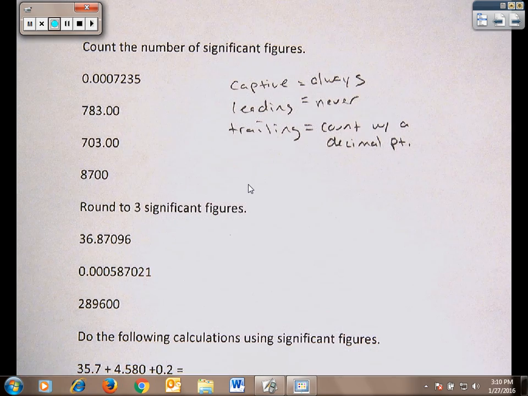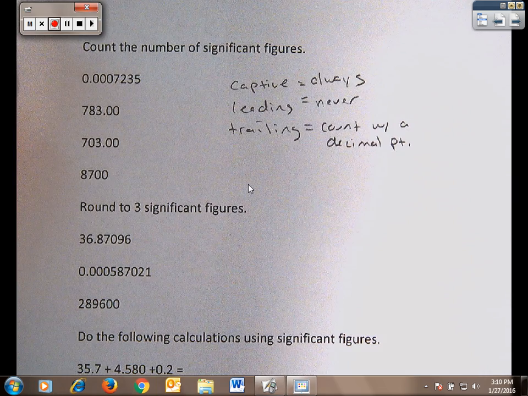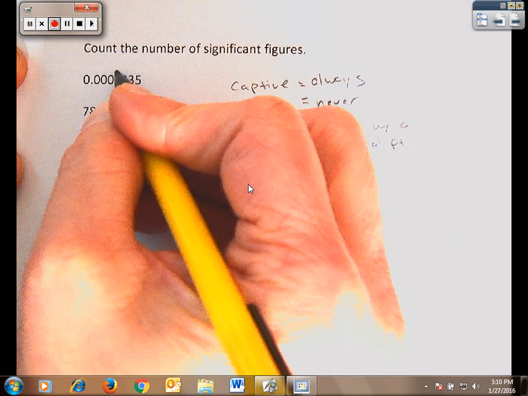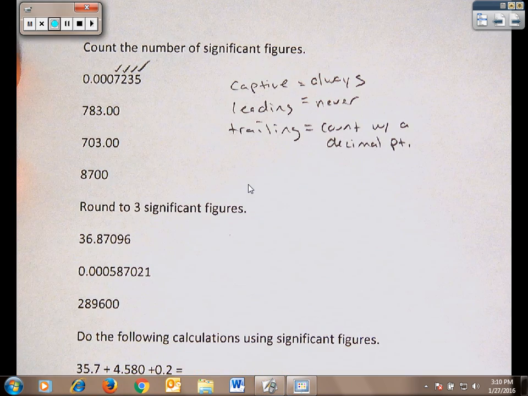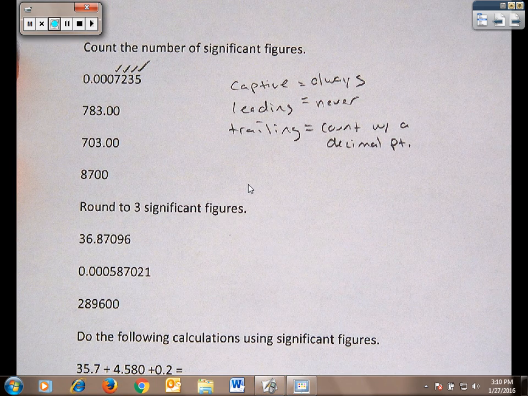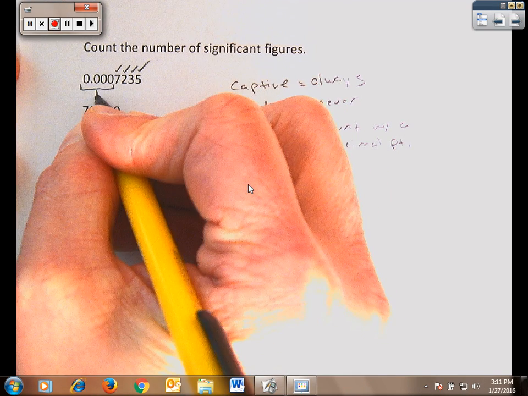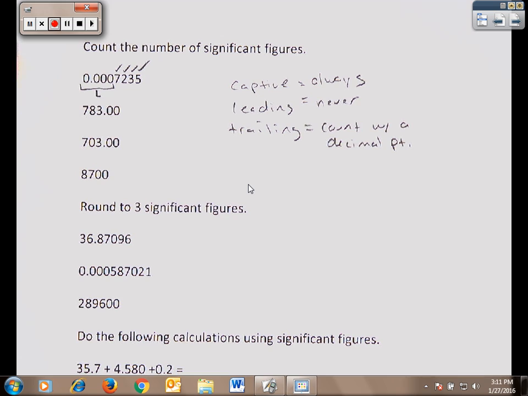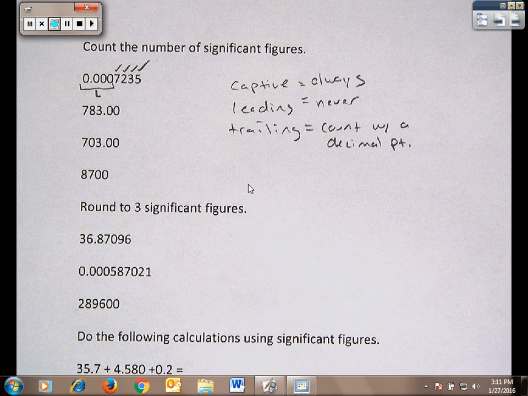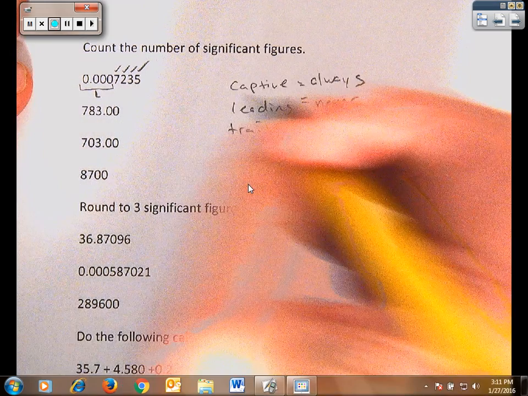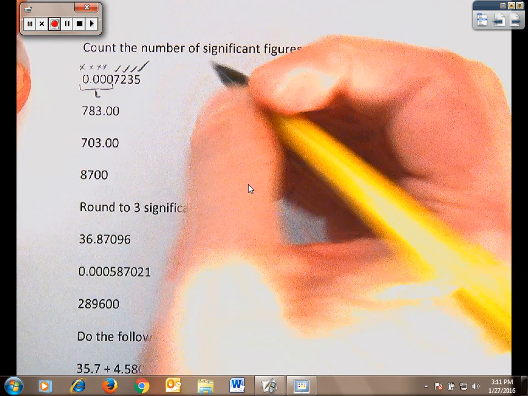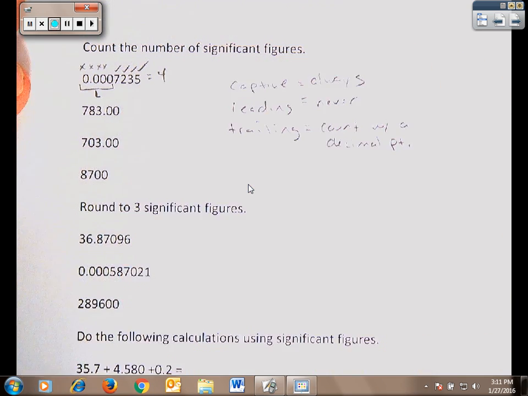So let's take a look at it. We'll see some examples of all three types in here. It's best to learn them on the go than just to try to show you other examples. 7, 2, 3, 5, non-zero numbers. Non-zero numbers count. These zeros are leading. They're leading because they're the first thing in the number. They come before the first non-zero number. They all come in front of the 7. And leading zeros never count. So we would say this number has 4 significant figures.